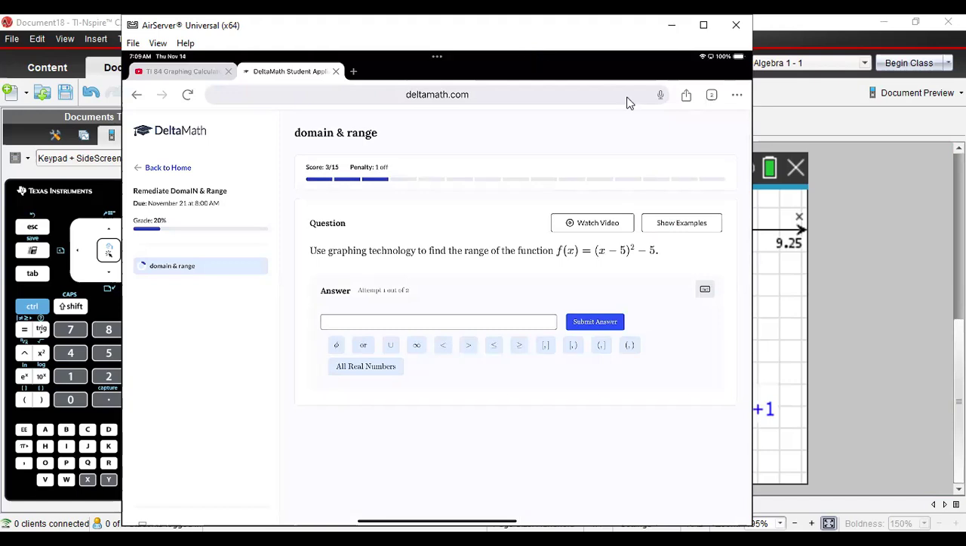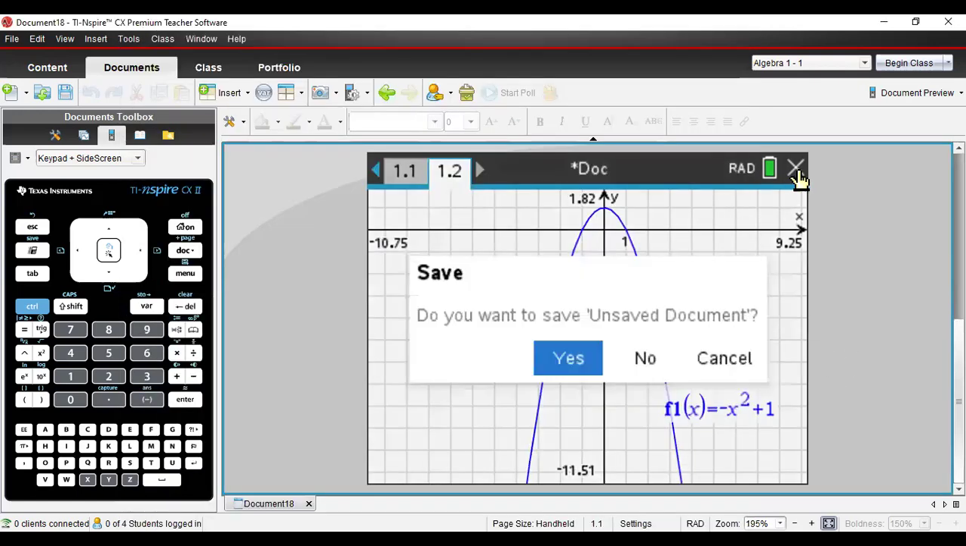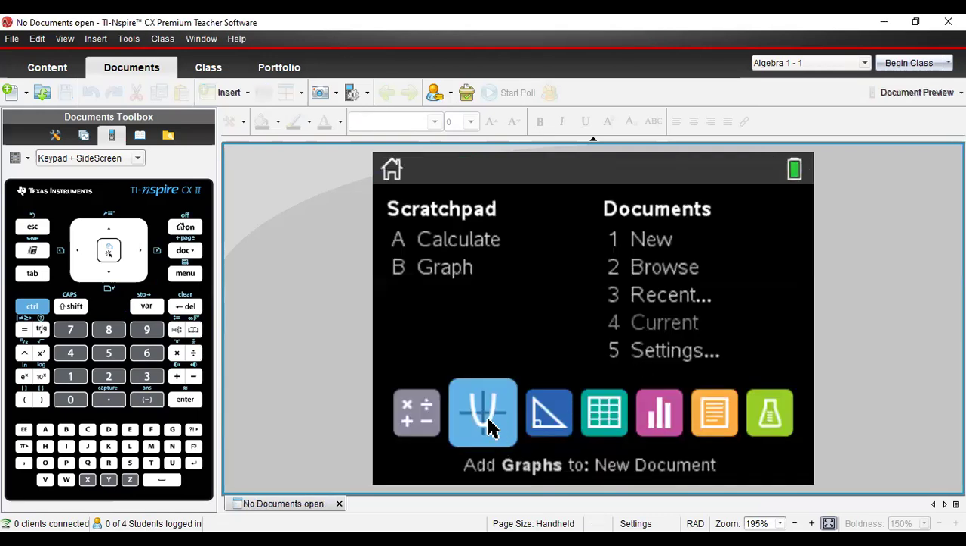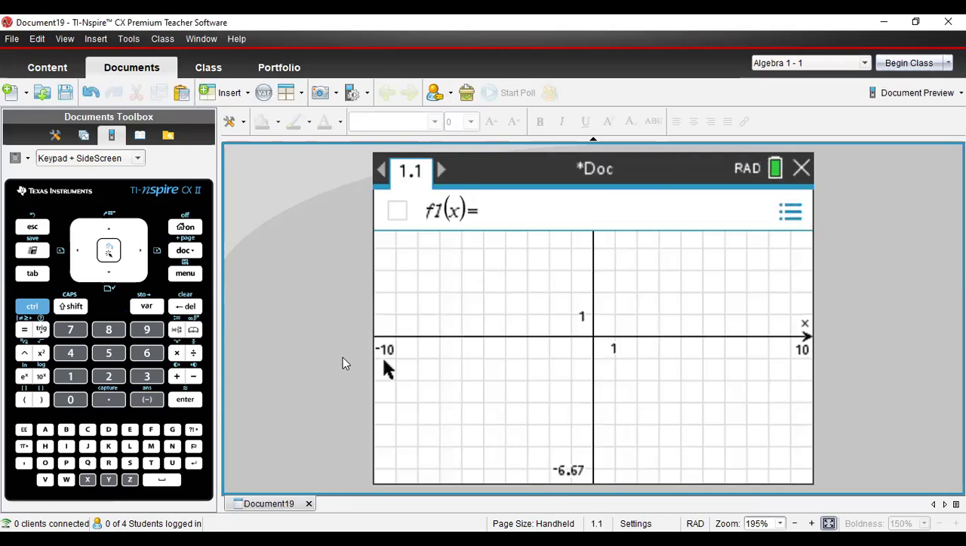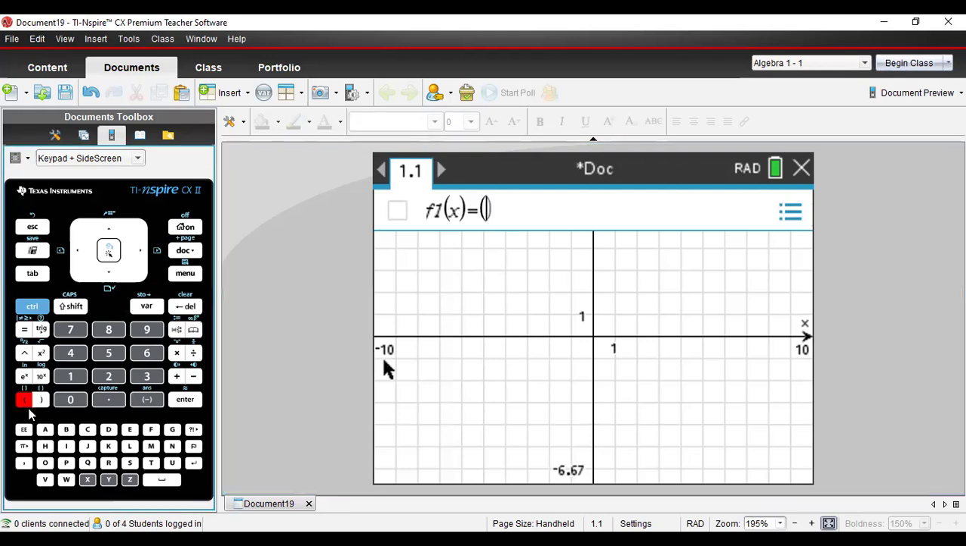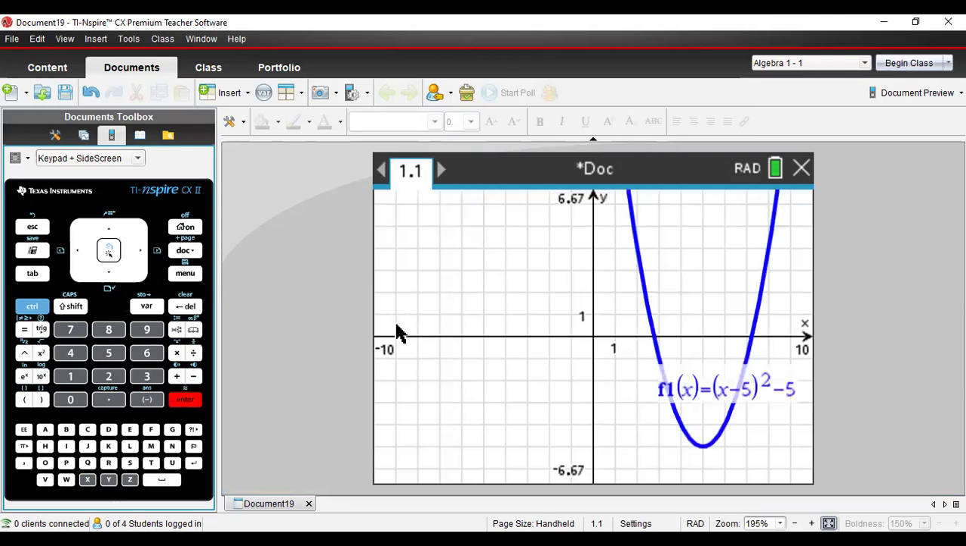I've got another quadratic. I'm going to graph it. I think this is going to be the last one. So I'm just going to graph parentheses x minus 5 squared, and then that's minus 5 again, minus 5. All right, so when I do this, that's what the graph looks like. Now they want to find the range.